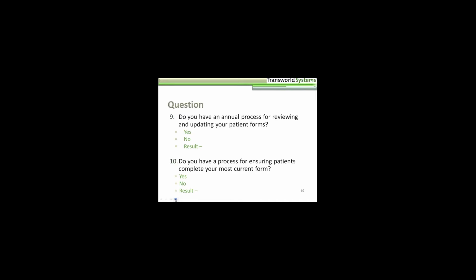Do you have an annual process for reviewing and updating your patient forms? And the next question, do you have a process for ensuring your patients complete your most current forms? We were really glad to see that the vast majority of practices have a process around ensuring patients complete the most current forms. But practices could financially benefit from a more diligent review of the forms.